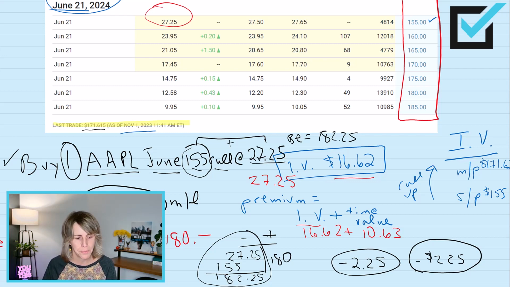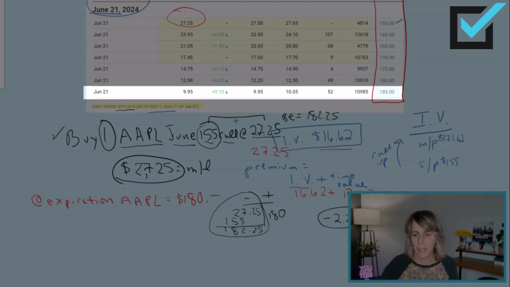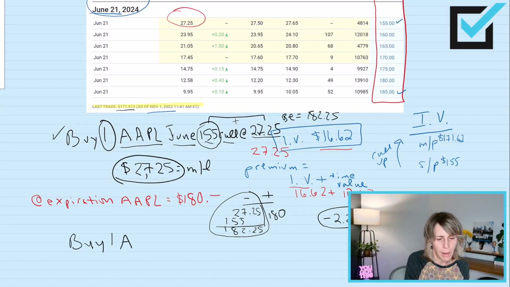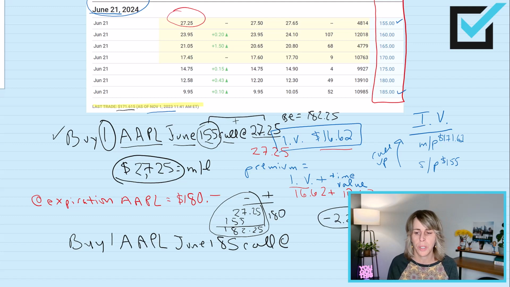Let's do another one. Let's do the opposite end of this chain. Let's do the 185 strike price. Buy one Apple, June 185, call at, well, let me ask you a question here. If the strike price is 185 for this options contract, do you think it's going to have a higher or lower premium than the one that had a strike price of 155? Market price is 171.62. It's going to have a lower premium, right?